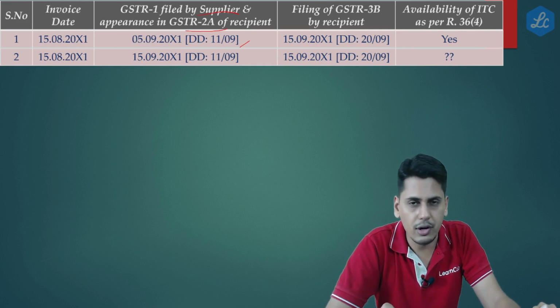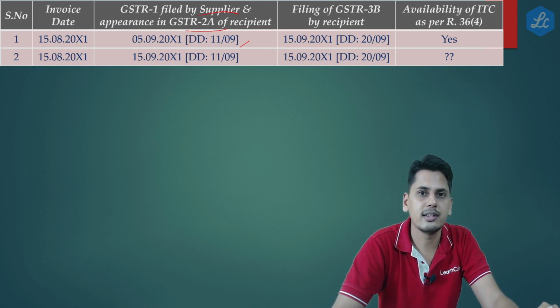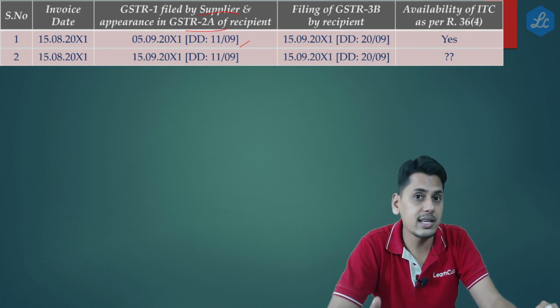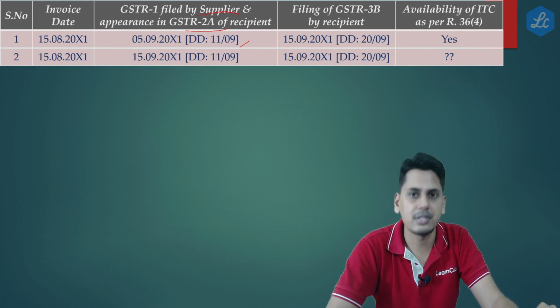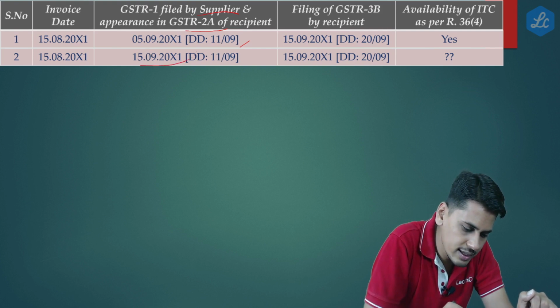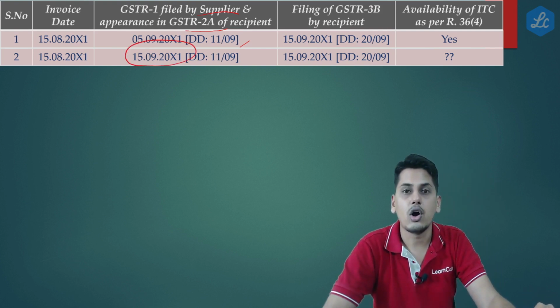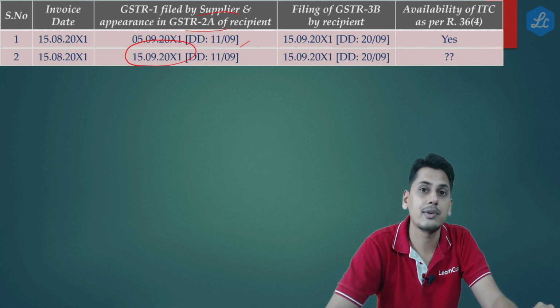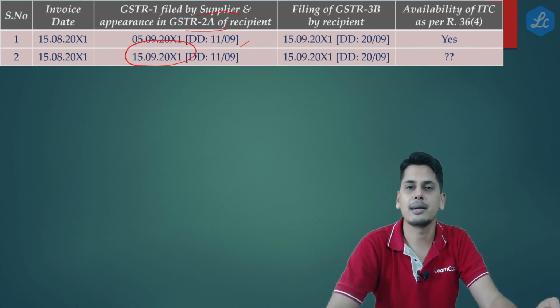Invoice dated 15th of August. Due date for filing GSTR1 by the supplier is 11th of September, but this person is filing his GSTR1 on 15th of September.